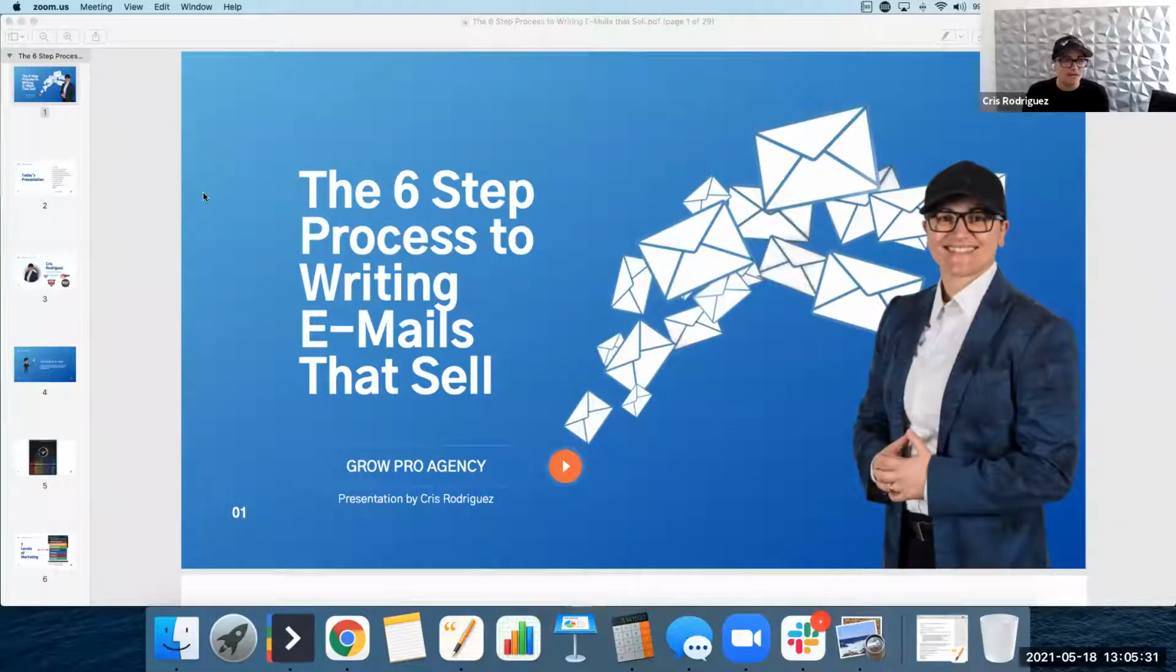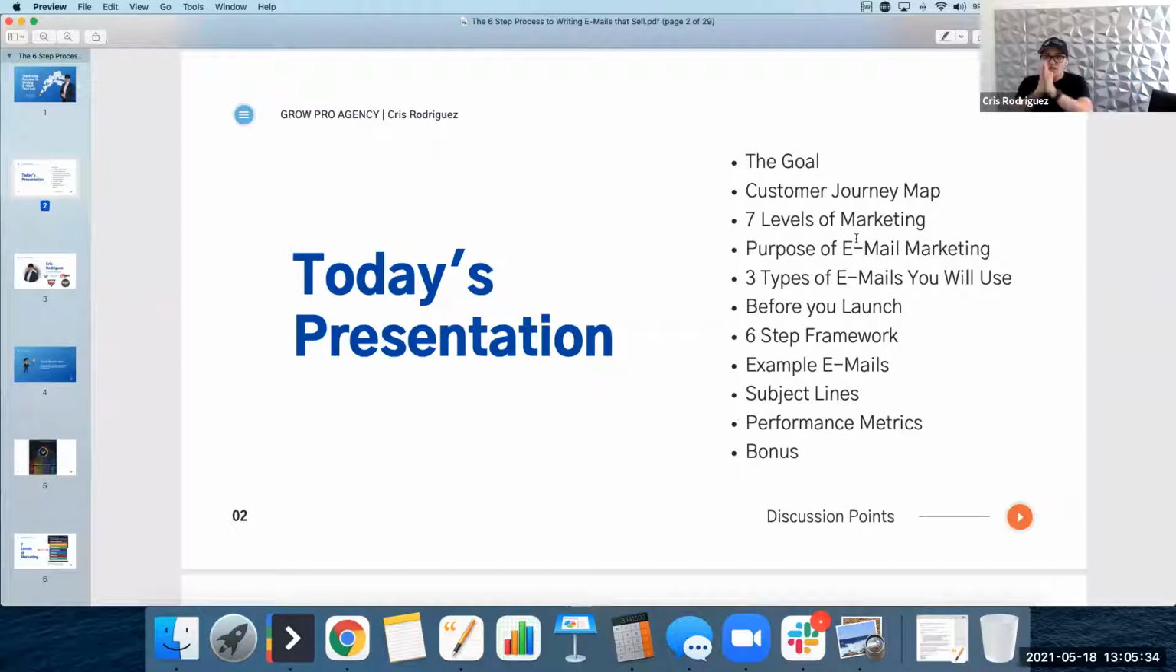Okay, so the 6-step process to writing emails that sell. In today's presentation, this is what we're going to be going over. My ultimate goal: what is the goal with writing emails? We're going to talk about how this fits into your customer journey and the 7 levels of marketing. We're going to talk about the purpose of email marketing and the 3 types of emails you will use. We're going to talk about a couple of things you have to do before you launch these emails. Then I'm going to provide you with the 6-step framework and examples of the emails. We're going to talk about subject lines, because subject lines are really the turning point on whether or not somebody opens your email. Then we'll talk about performance metrics and then a little bonus.